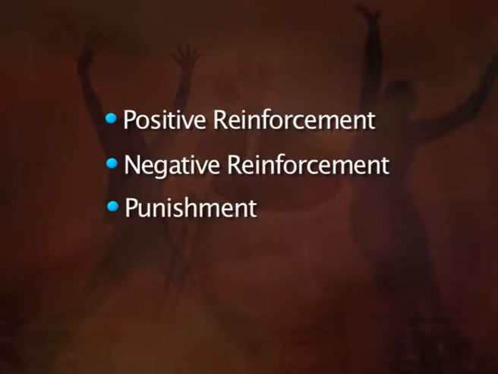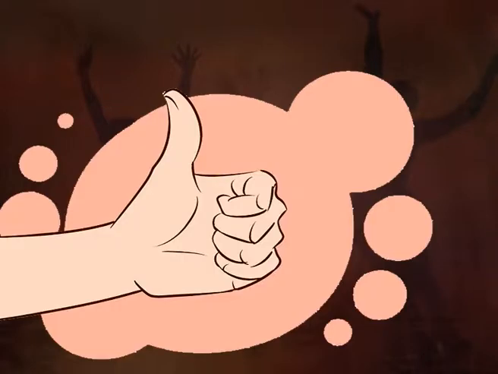So now coming to types of reinforcement. What are the types of reinforcements? There are 4 types of reinforcement. One is positive reinforcement, negative reinforcement, punishment and extinction. Coming to the first one, positive reinforcement. Positive reinforcement is adding something in order to increase a response. What do you add, or how do you increase a response?